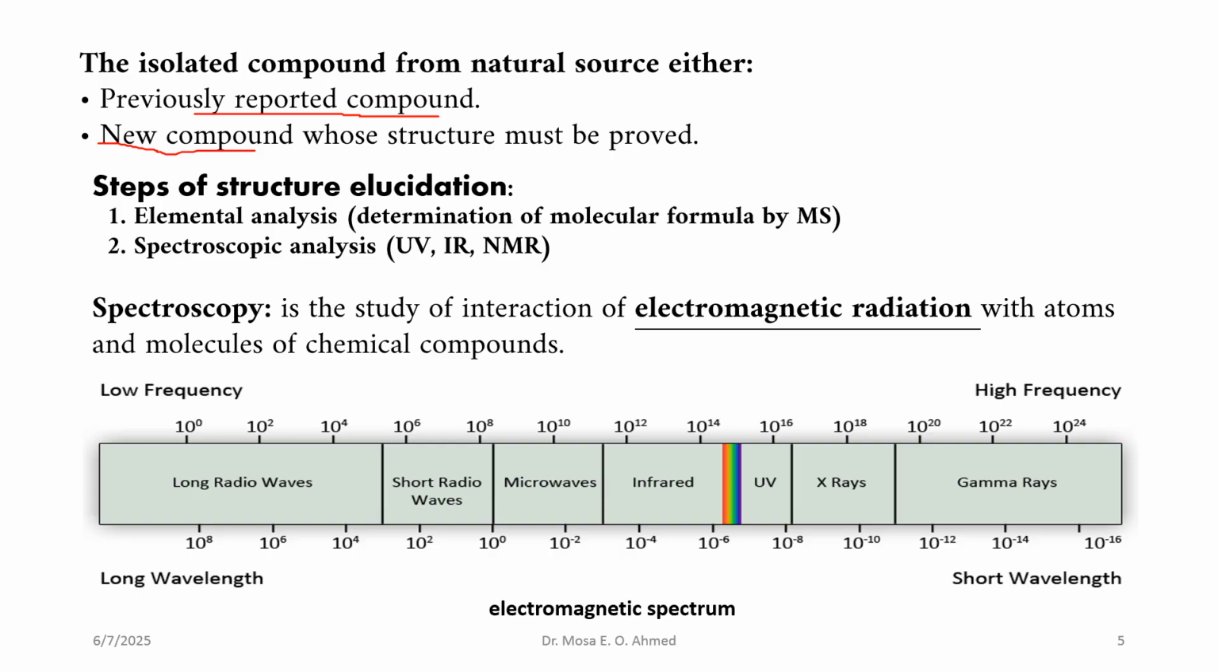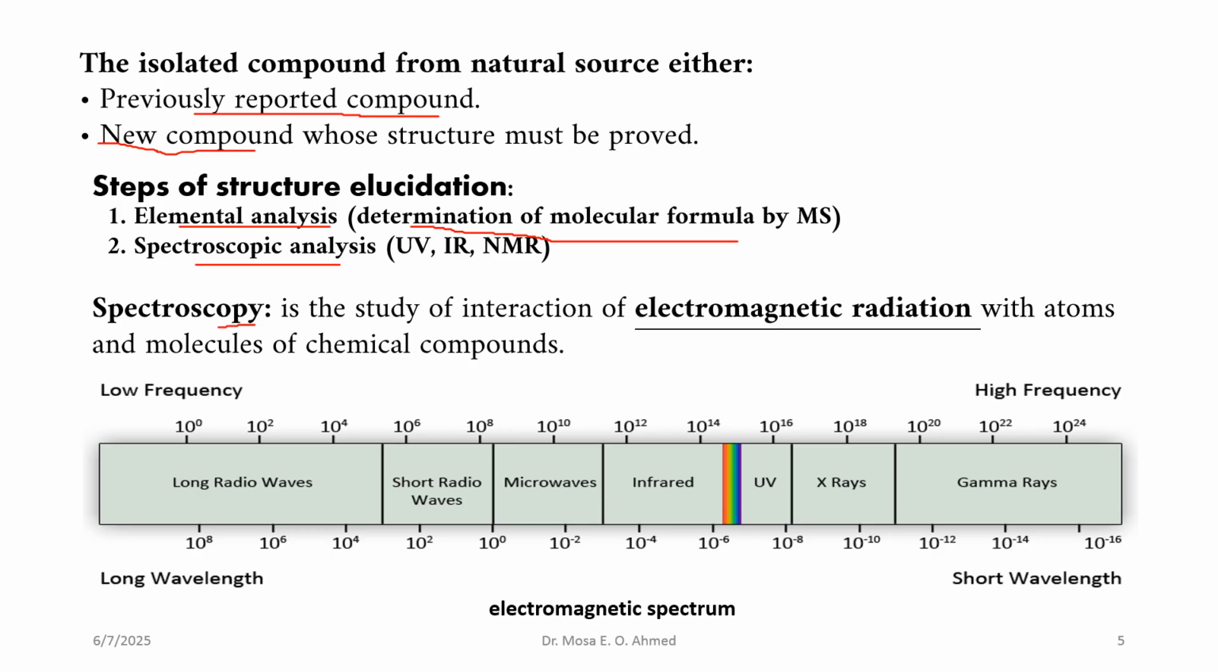The step in structural elucidation can be divided into two steps. The first step, determining the molecular formula by using mass spectrometry, which is known as elemental analysis. And the second step, using spectroscopic techniques to determine the chemical structure, the presence of functional groups, and the configuration or the link between carbon and hydrogen atoms.